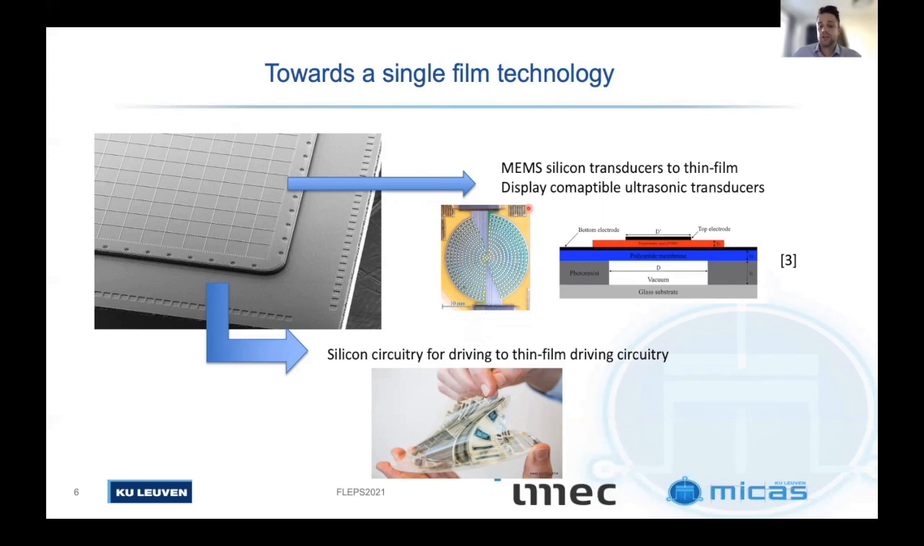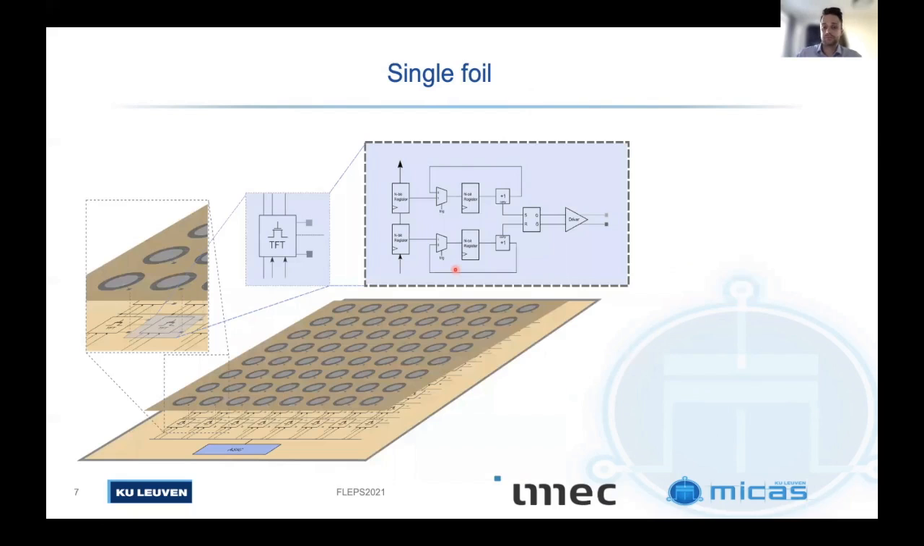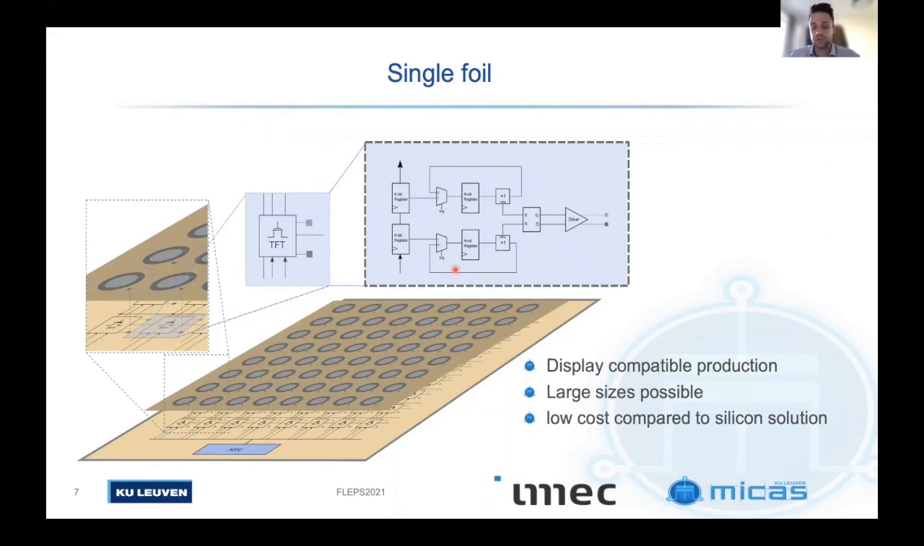Not only the transducers have to be replaced, also the silicon-based driving circuitry could be replaced with thin film driving circuitry, enabling us to integrate both the driving circuits and the transducers into a single thin film technology, which could enable us to create large transducer arrays at a low cost. Here, such a single film is shown, and by producing it in a display compatible production, we are able to produce it for large areas at a significantly lower cost than silicon solutions.